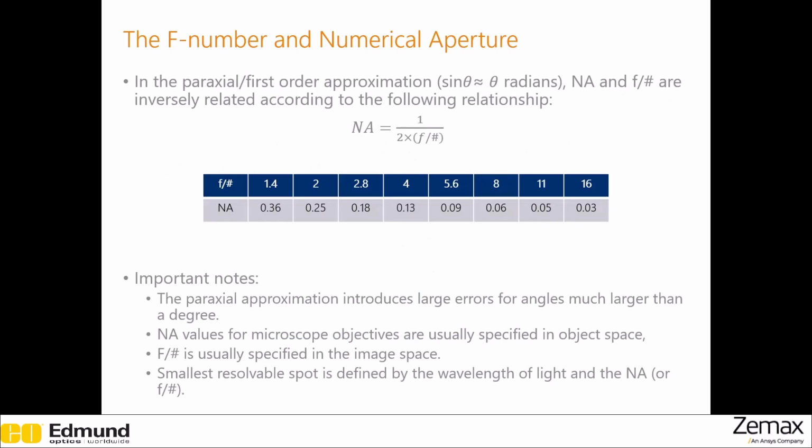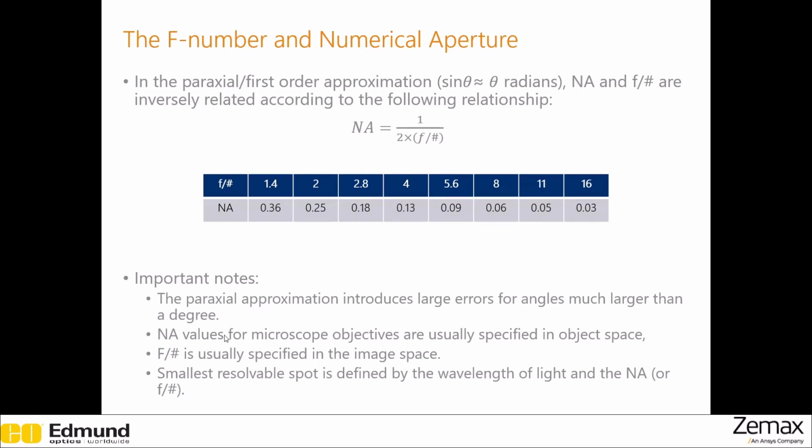At the paraxial approximation, we assume that the angle is small. That's where the word paraxial comes from, because it's close to the axis, per axis. At this approximation, sine theta can be approximated pretty well by theta radians, and the NA is related to the f number by this relationship. Something that you need to keep in mind here, for angles larger than a degree, this paraxial approximation introduces significant error.